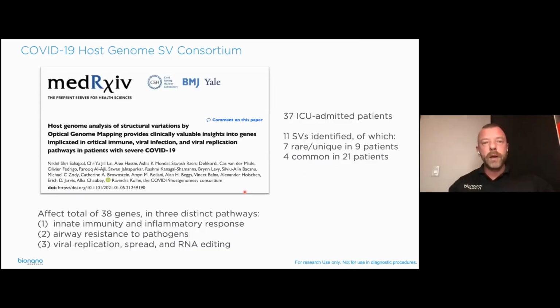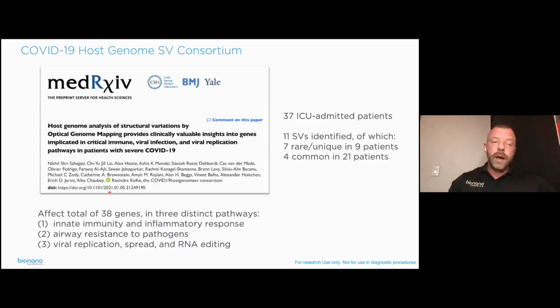But a paper in medRxiv gives you the highlights of some of the findings of the consortium on the first 37 patients that were all extremely ill, ICU admitted. In this study, they identified 11 structural variants, of which 7 were rare or unique to specific patients, and 4 were common that may predispose to severe illness with COVID-19 when you get infected.